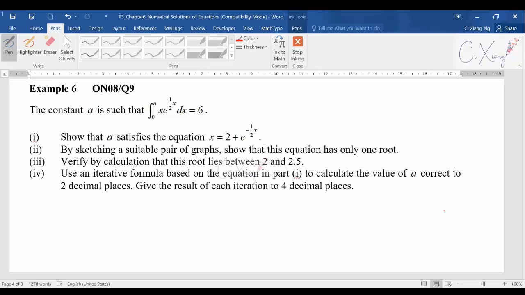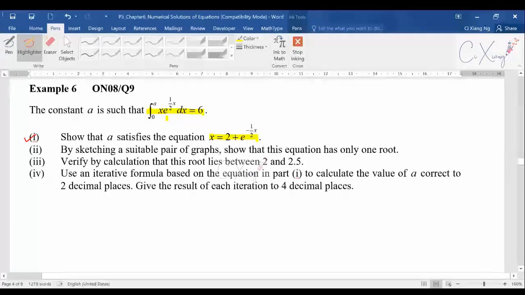Okay, so for this video, we're going to continue from where we stopped in the last video. We will start with example 6 here. If you look at this question, they give you the integration equation. First of all, they want you to show that A satisfies this equation. To get the A, generally you need to do the integration. This involves some knowledge from the previous chapters, which is integration. So you need to revise the integration knowledge again, and then you can continue with this.